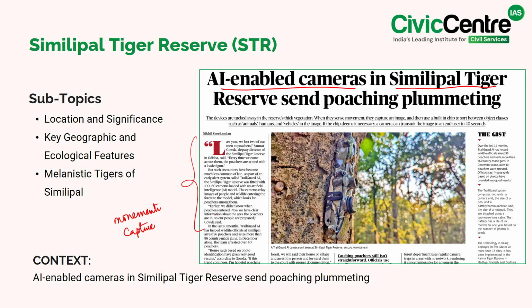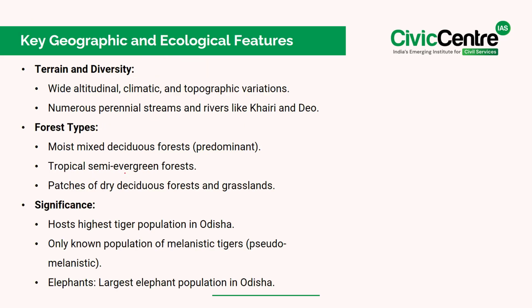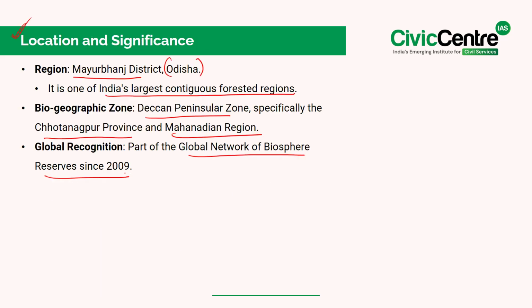Now, in this context, let's know about the Similipal Tiger Reserve, which is mentioned in the article. Know that it is located in the Mayurbhanj district of Odisha, which is one of India's largest contiguous forest regions and holds immense ecological significance. It falls within the Deccan Peninsular Zone, specifically within the Chota Nagpur province and also the Mahanadian region, which makes it a biodiversity hotspot. Recognizing its importance, the reserve was included in the Global Network of Biosphere Reserves in the year 2009, further highlighting its international conservation value.